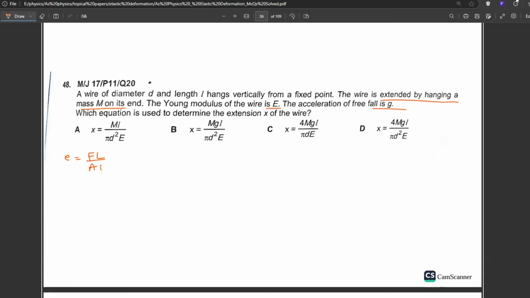FL over AE. Can you break up area? Yes. FL over area, which is pi d square over 4, into Young's modulus. 4 comes to the top side. 4FL divided by pi d square E. Okay. Can you further do something? Yes, I can break down this force into mass into gravitational field strength, so mgL over pi d square E. What is the answer here? D is your answer. The answer to 36 is D in the marking scheme as well. Perfect. Let's further move ahead.